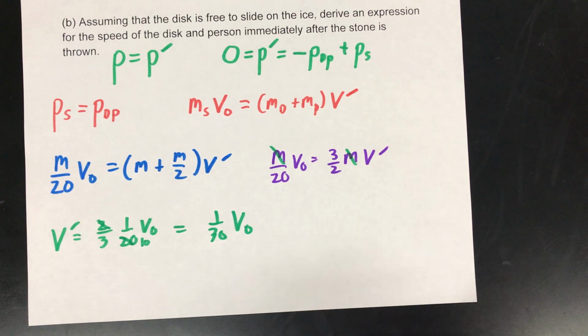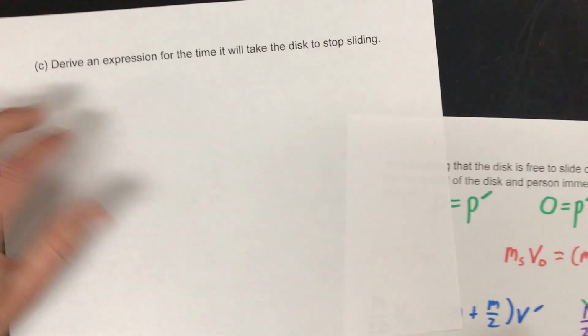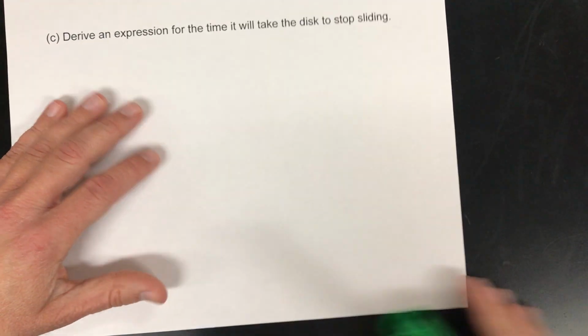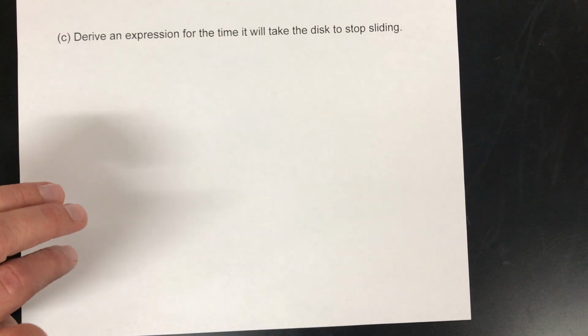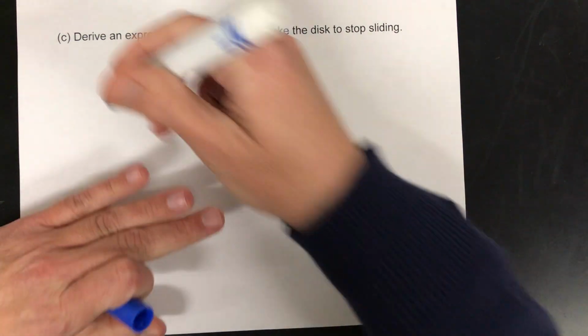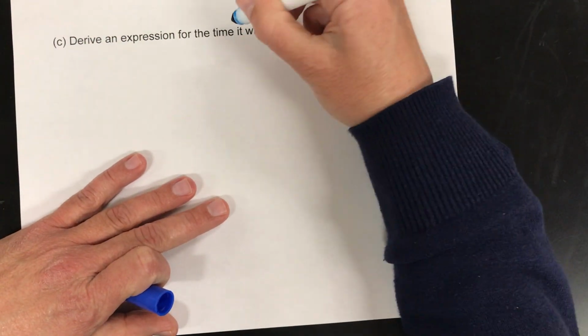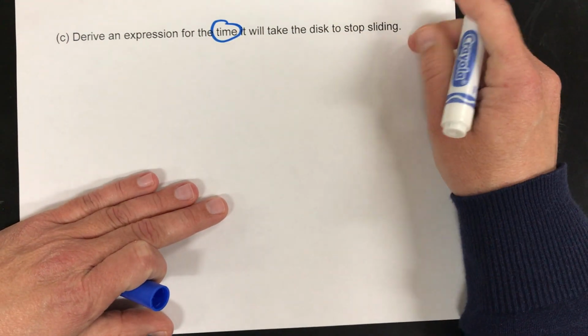Okay, so last one here, it says derive an expression for the time it will take the disk to stop sliding here. So this is now a work energy theorem problem. Sorry, not a work energy theorem problem. That would be if it was the distance. It is the time to stop. So it is an impulse momentum theorem question.